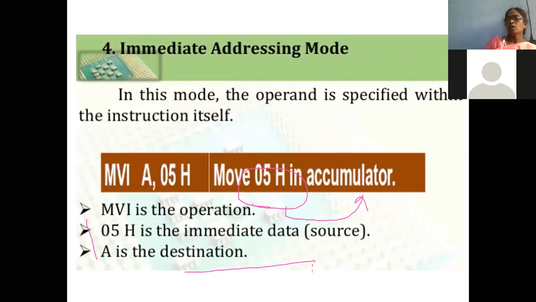And immediate. Whenever we have the instruction MVI A comma 05, move immediately. So 05 is the data. Okay, so it is immediately moved into the accumulator. So 05 is the source, A is the destination, and move is the operation, right?